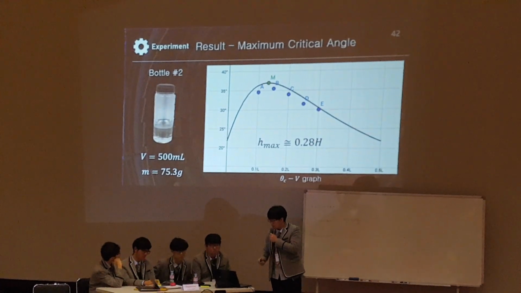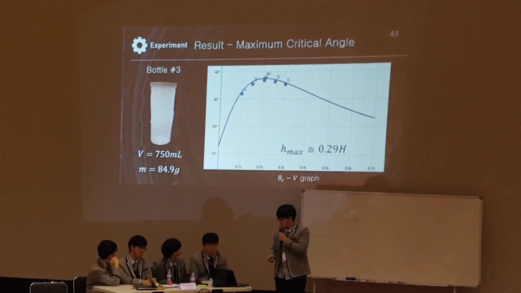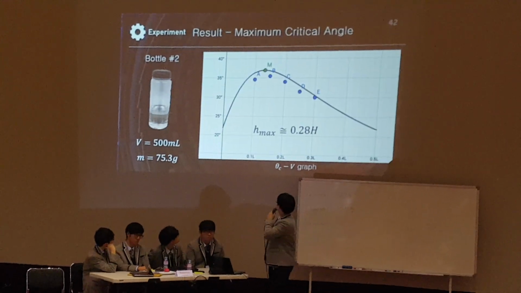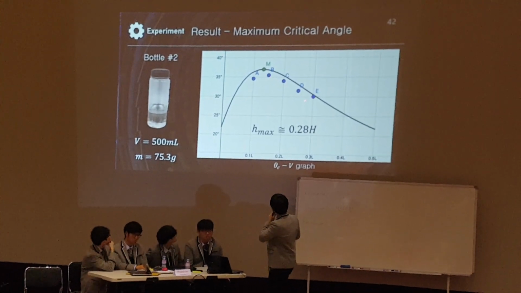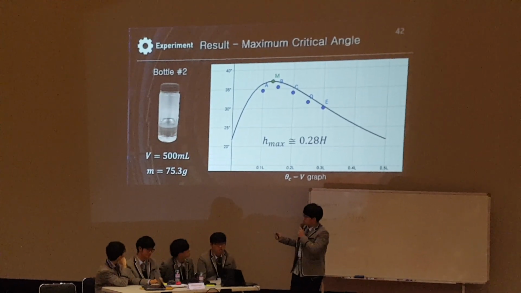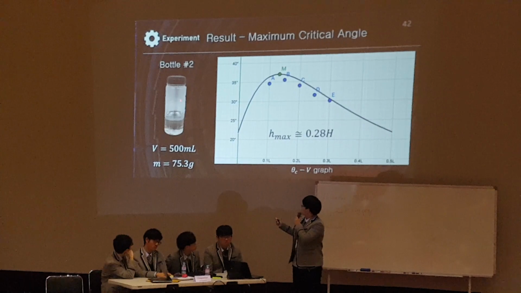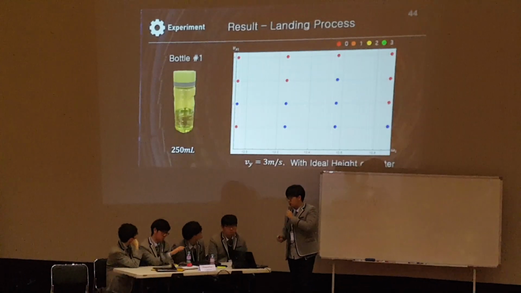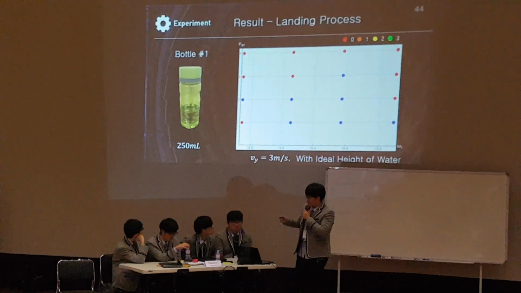Also for the second bottle, the third bottle, obviously. And in the second bottle especially, the dots seem to lie a little behind the line, and that's because the mass distribution is not really homogeneous, but is pretty concentrated on the bottom top part. So I'll introduce my last graph.